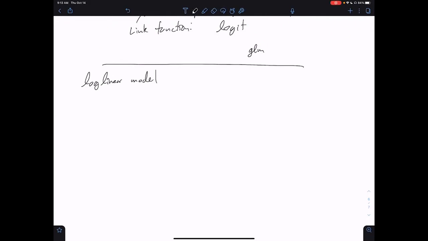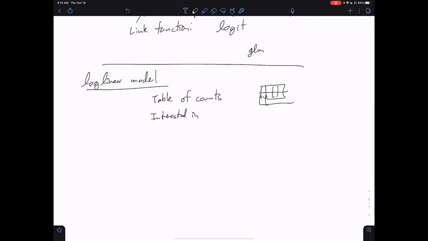So the data that we're looking at is a table of counts: the number of times that various things happen when I was doing an experiment. And we're interested in, let's say it's a two-dimensional table, for example. Maybe it's 3 by 4. And we're interested in the expected cell counts, μij.